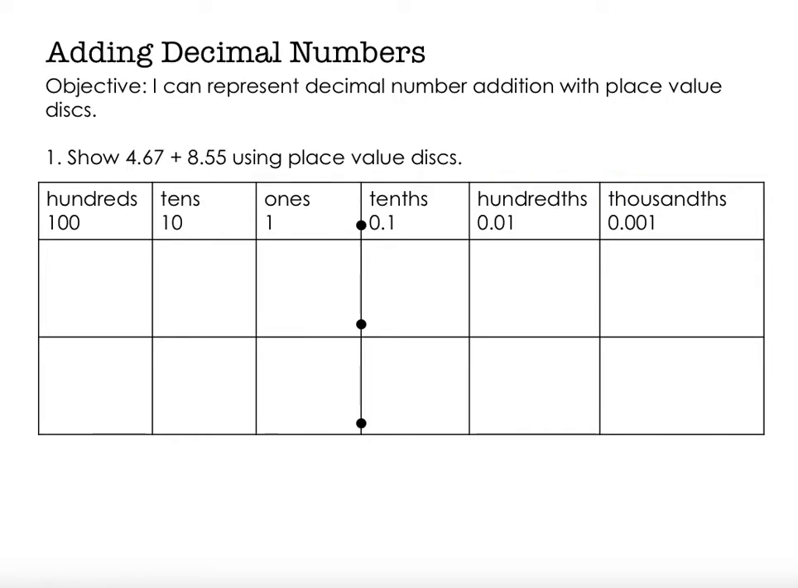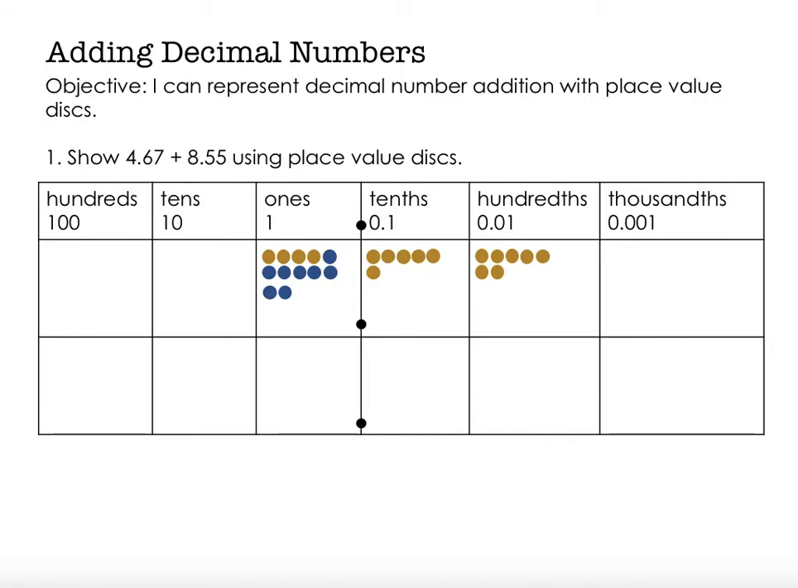Let's look at another one. Let's see 4 and 67 hundredths plus 8 and 55 hundredths. So again, I'm going to represent 4 and 67 hundredths first, so 4 ones, 6 tenths, 7 hundredths. And then I'm going to add 8 and 55 hundredths to that, starting with 8 ones and then keeping this organized. So there's 1 to finish off that row of 5, plus 5 more, so I have 6. I need 2 more. There's 8.